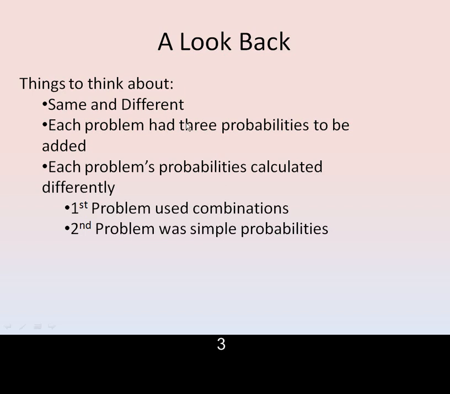Now, each set of 3 probabilities here was calculated differently. In the first problem, we had a lot of total outcomes, 165 to be exact. I couldn't even imagine counting out with a tree graph. That'd be crazy. In the second problem, the probabilities were found by using simple probabilities.